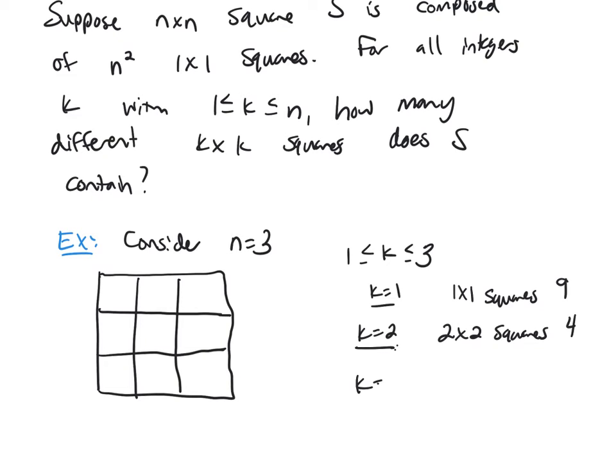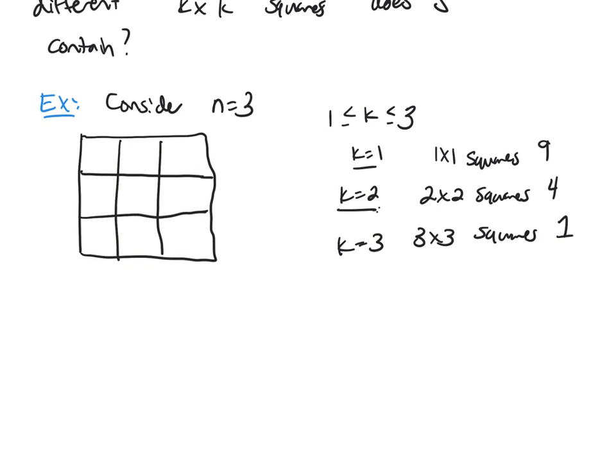And the last one, if k is 3, how many 3 by 3 squares are there in this picture? Well, there's only just the whole square, so there's 1. And so what we want to do is add these up, because I'm trying to look at the total number here. 1 plus 4 plus 9. Well, those are all squares, right? So this is 1 squared plus 2 squared plus 3 squared, and that's 14.